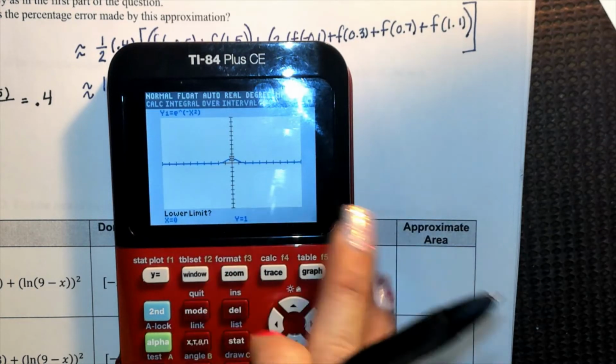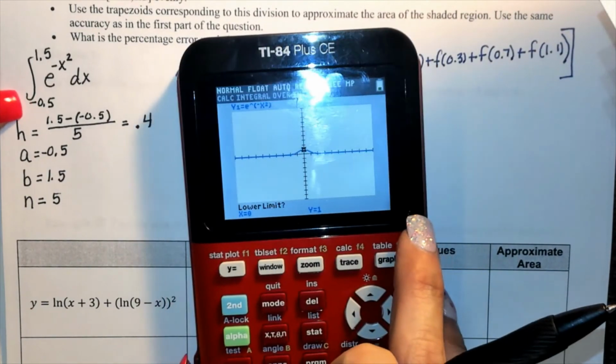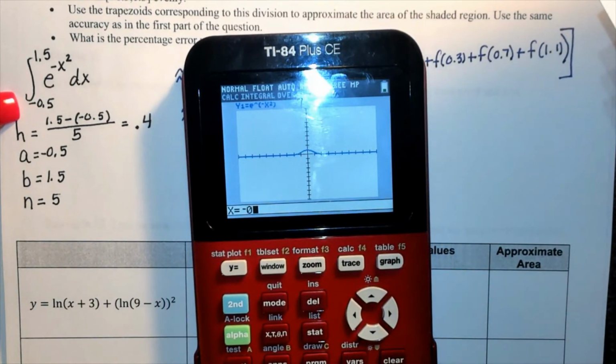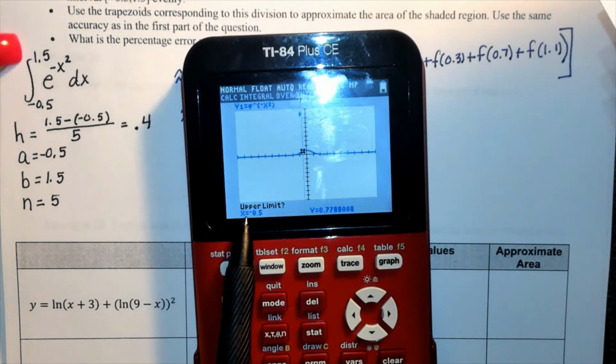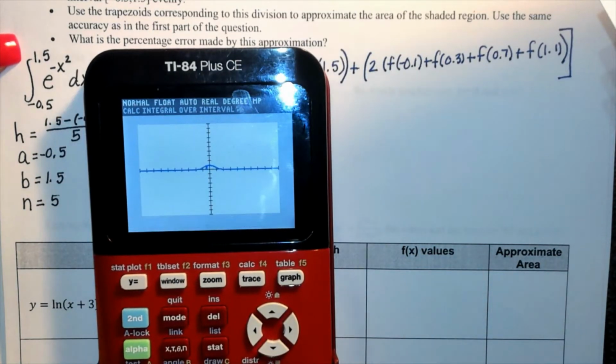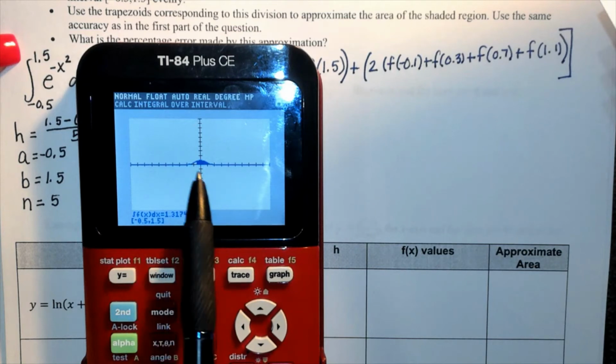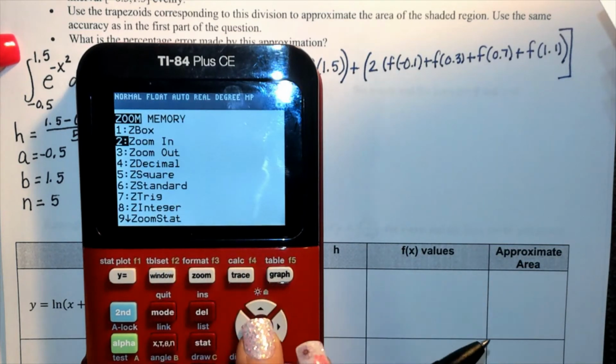What's the lower limit? Well, the lower limit on mine was, let me get over there, negative 0.5. So negative 0.5. Hit enter. What's the upper limit? The upper limit was 1.5. Okay, don't hate me for this, y'all. There's the area right there. See that? It shades it. I'm going to zoom in on that because it's super cool how it looks.